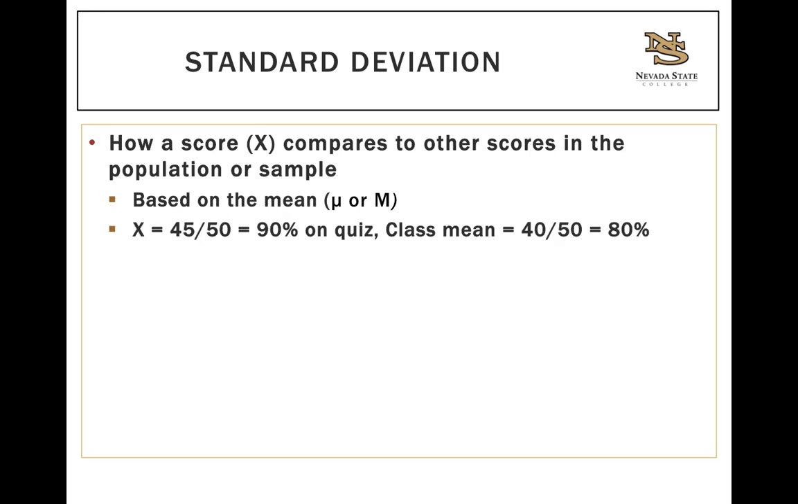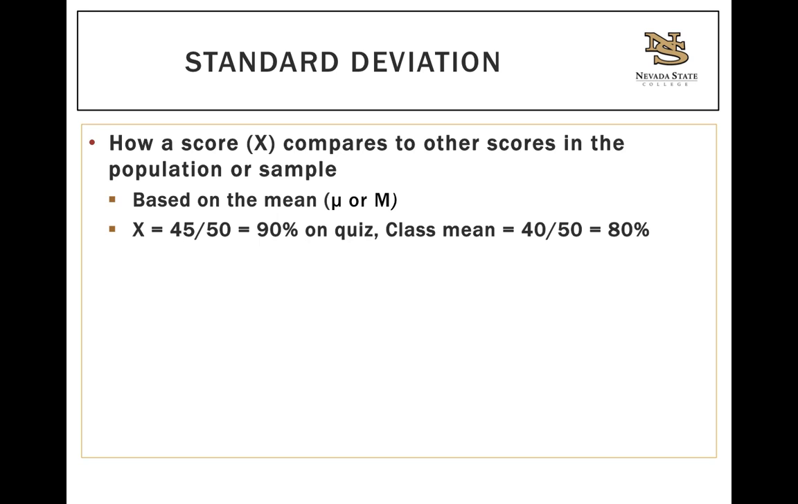So let's take the example of a quiz that you took in a class. Perhaps you earned a 45 out of 50 and this gave you a 90% on the quiz. And you know that the class mean was a 40 out of 50, which is an 80%. Now, it seems that no matter what happened with the rest of the class, a 90% seems pretty good. And it probably is. But one thing that the standard deviation can tell us is how good that 90% is, even compared to that mean.